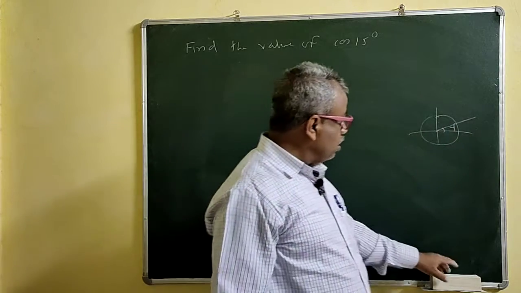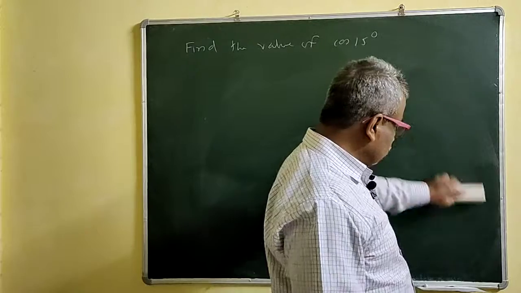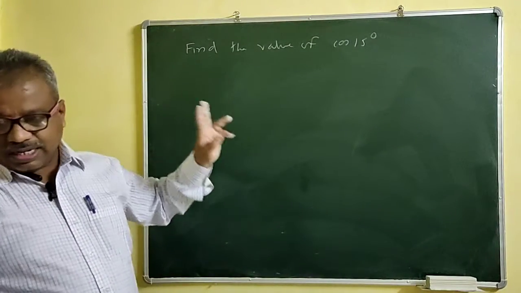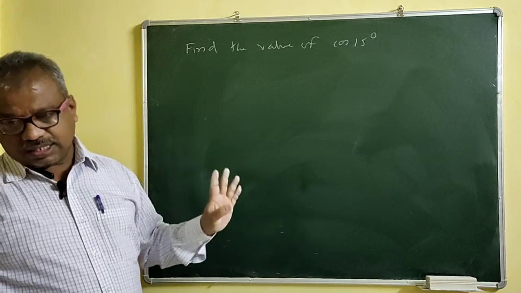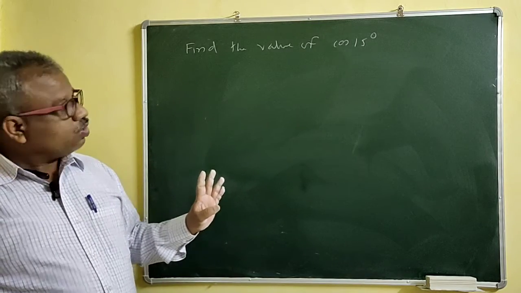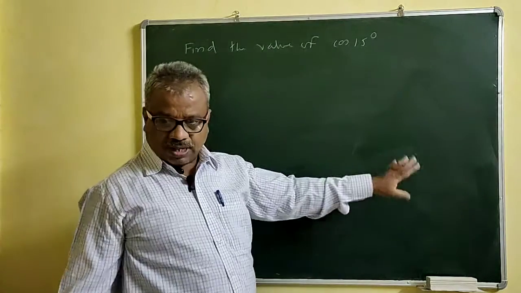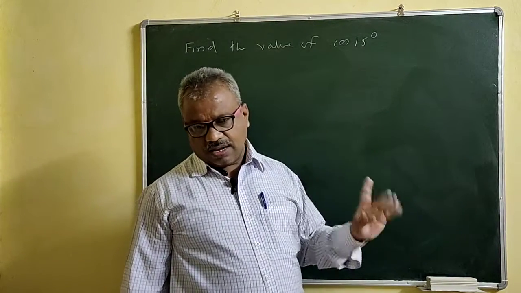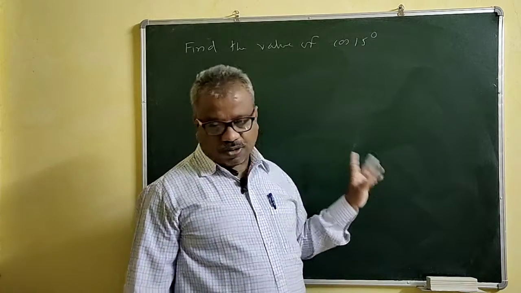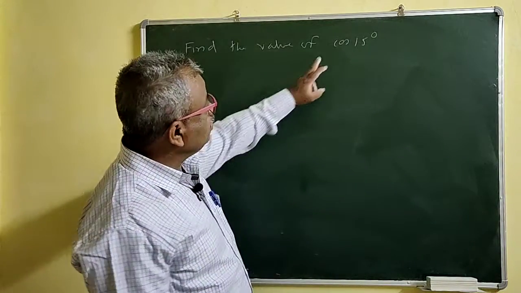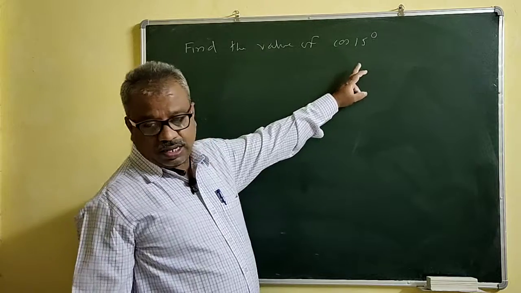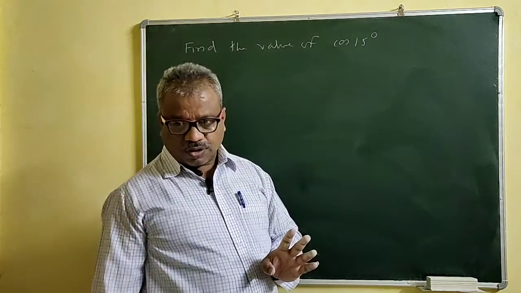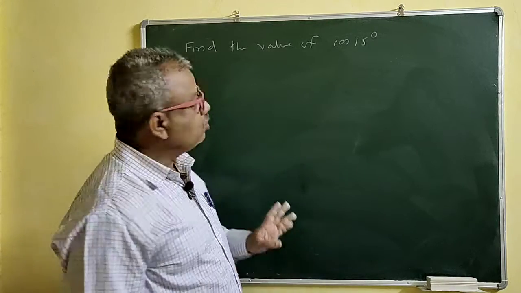So that means here you have to convert this 15 in terms of the known angles, that is 30 degree, 45 degree and 60 degree, or multiples of 90 degree. So how can we express this 15 degree? That is 45 minus 30 degree, right? So solution.